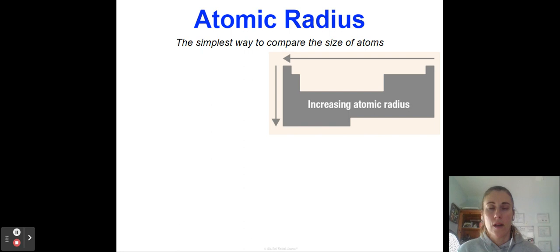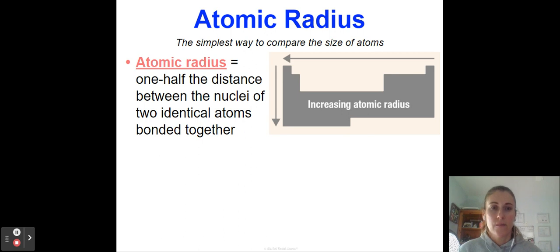So if we look at one pattern, atomic radius, as we go left to right, it's actually decreasing. And then as we go down, we would be increasing. So I should say right to left across the table, and down it's going to be increased. So down here in this bottom left corner is the greatest atomic radius. And the definition of atomic radius is 1/2 the distance between the nuclei of two identical atoms bonded together.